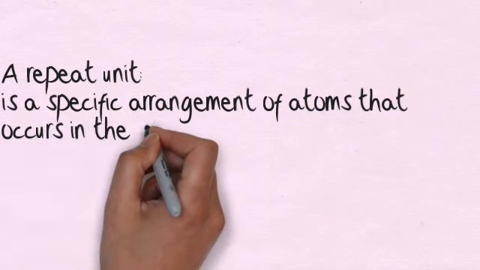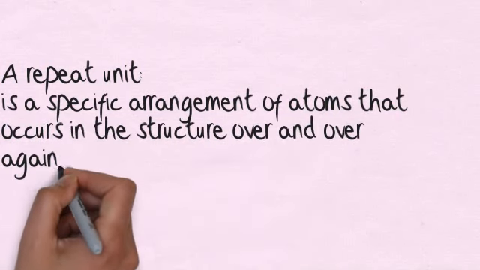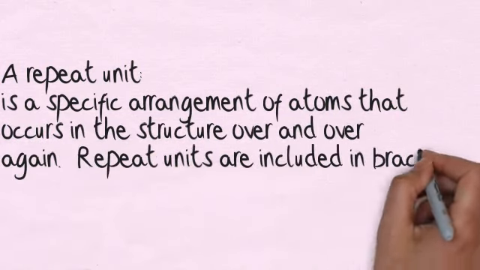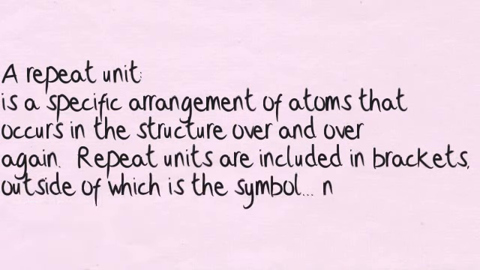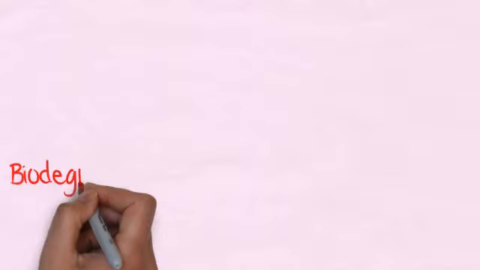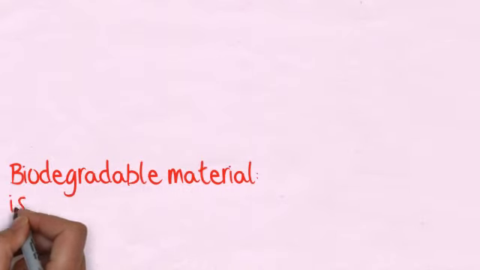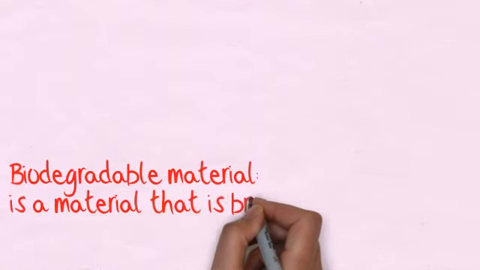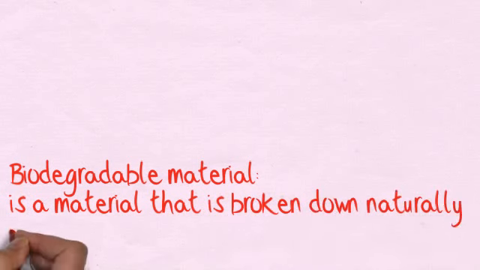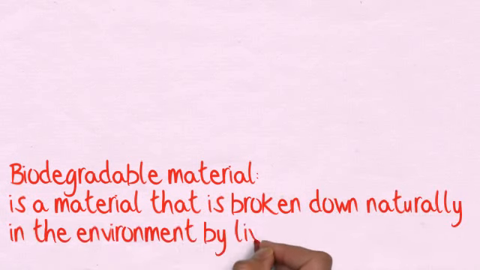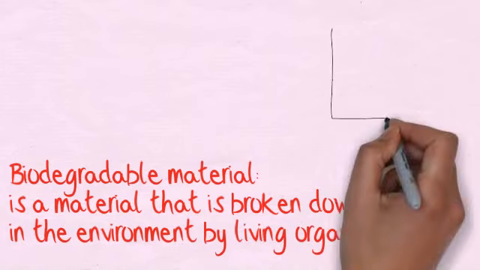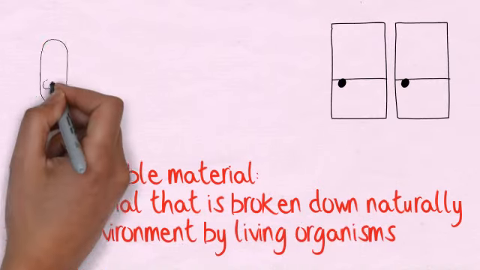A repeat unit is a specific arrangement of atoms that occurs in the structure over and over again. Repeat units are included in brackets outside of which is the symbol n. A biodegradable material is a material that is broken down naturally in the environment by living organisms. This is a common exam question.